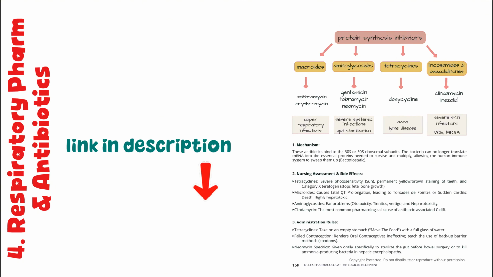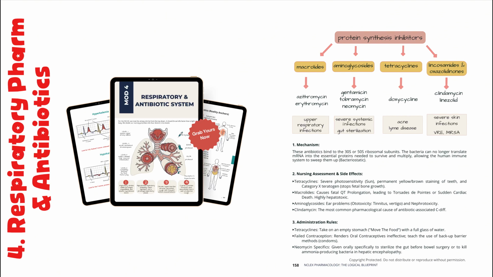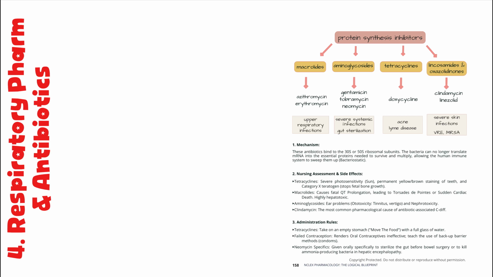Macrolides like azithromycin prolong the QT interval, a real risk for fatal torsades de pointes, especially combined with another QT prolonging drug like amiodarone. Check the EKG. Aminoglycosides like gentamicin and tobramycin are toxic to the ears and kidneys. New tinnitus or dizziness on one of these drugs is not orthostatic hypotension. It's the first sign of permanent cranial nerve damage. Hold the drug and notify the provider. Peak levels are drawn 30 minutes after the infusion ends, never while it's still running.